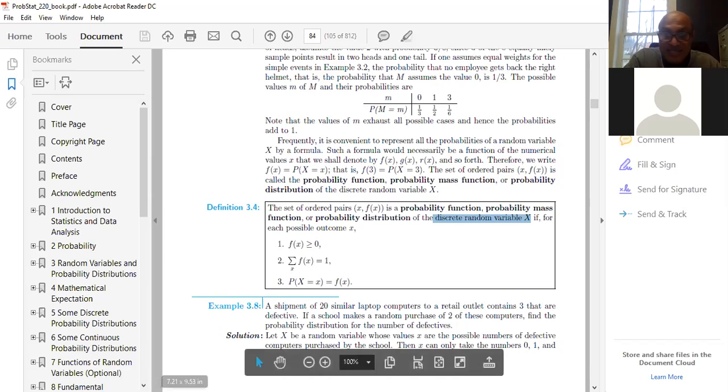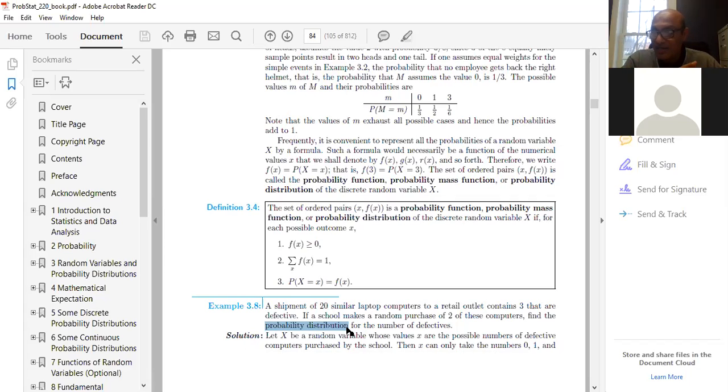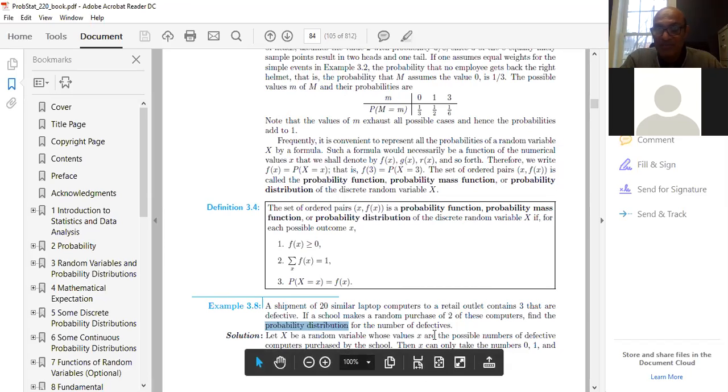But whenever you find this phrase, please keep in mind: probability distribution. Find the probability distribution means we are talking about the random variable and the probability assigned with the random variable, right? Here laptops cannot be counted as 1.5 or 2.7 or 2.3, so it is a discrete probability distribution. Whenever the phrase probability distribution is used, keep in mind that you are working with the probability function with respect to the random variable. So I want to find the probability distribution for the number of defectives.